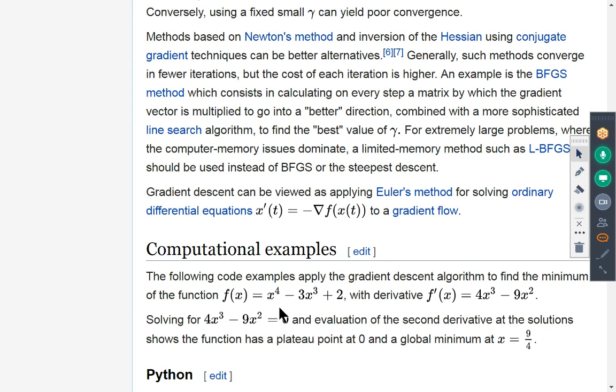Now I'll give the same equation to your hand. You write the Python code now to find out the minimum value.